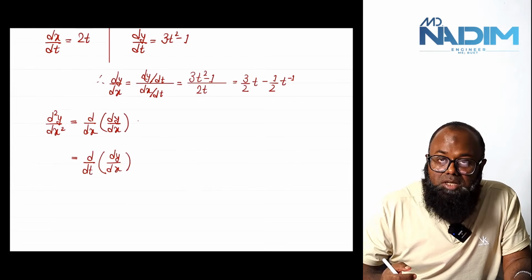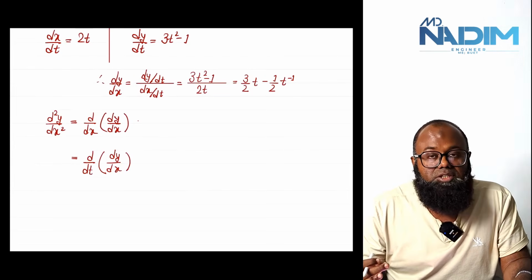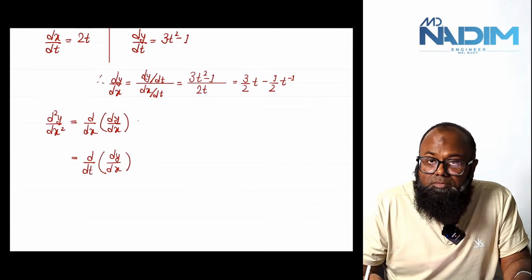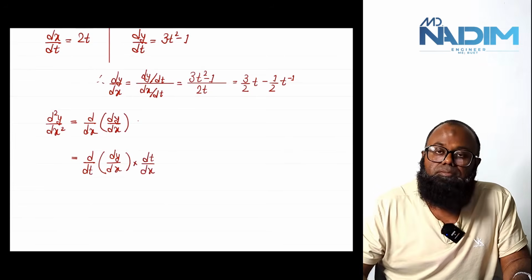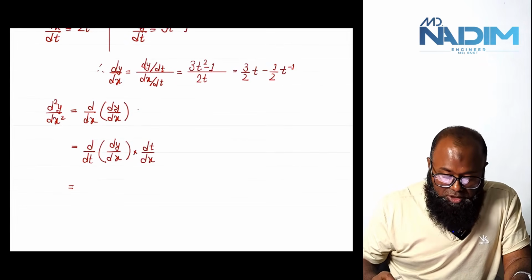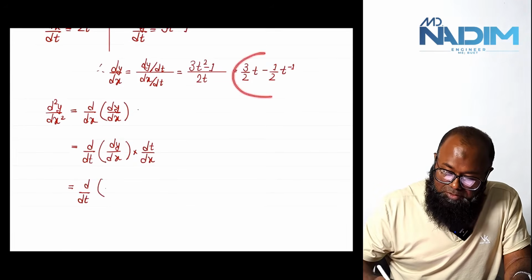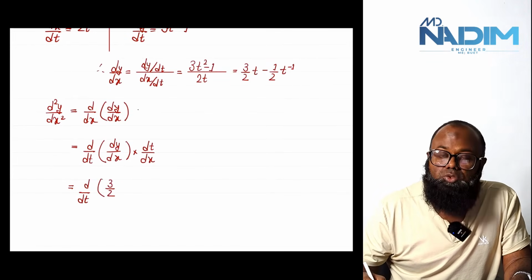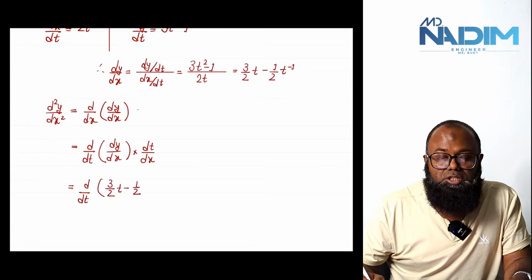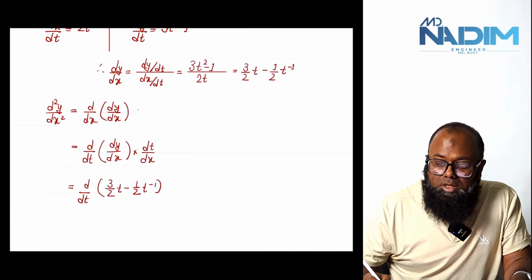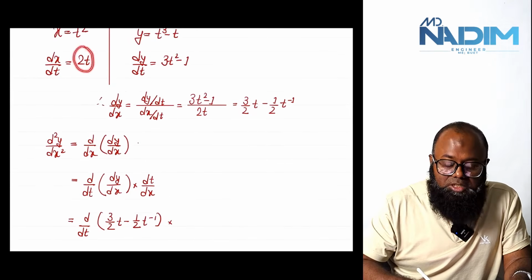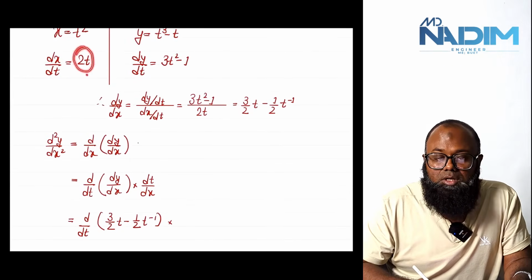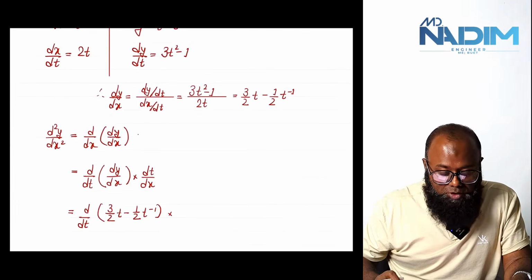Now to balance this out, I will apply the chain rule here. So this one into dt by dx. Now d dt of the first derivative here in terms of t, 3 by 2 t minus half t to the power minus 1, into dt by dx. What is dt by dx? Dx by dt is twice t. So dt by dx would be 1 over this. So it would be 1 over 2t.